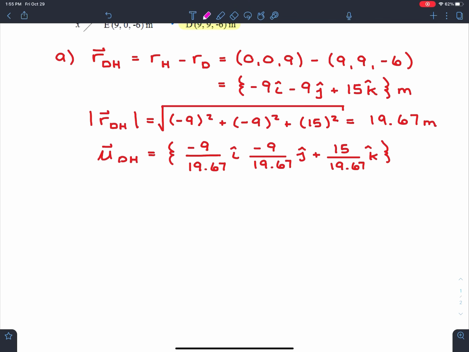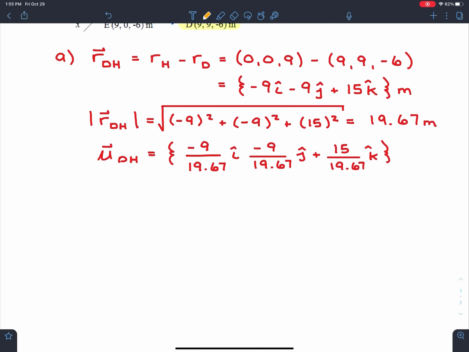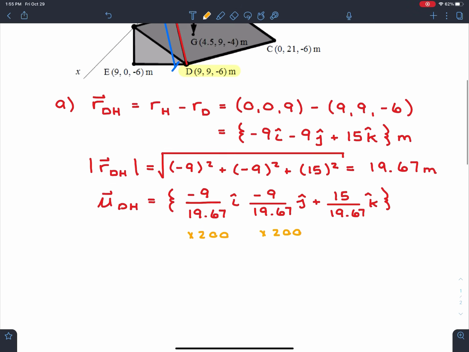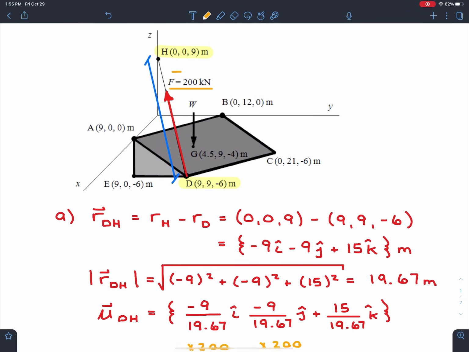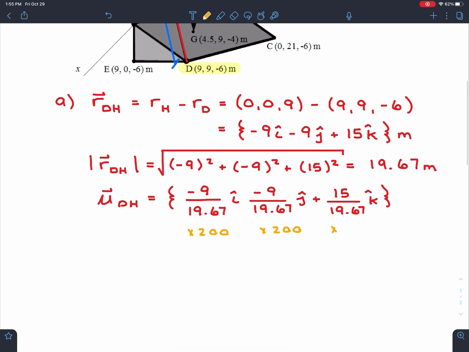So now that we have this unit vector, we can find our force vector by simply taking the magnitude of our force and multiplying it by each one of the components. So for the I component, I'm just going to multiply by 200. For the j component, I'm going to multiply by 200. Again, 200 is the magnitude of our force. That's why I'm multiplying by 200. So I'm going to come down here. This one will also be multiplied by 200.